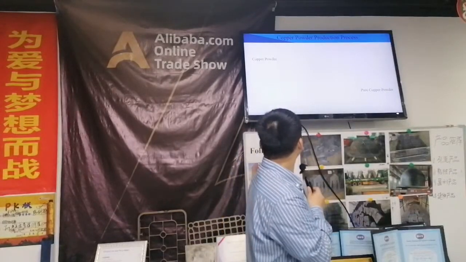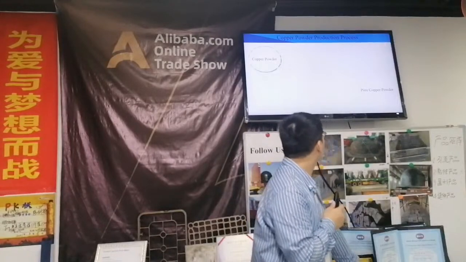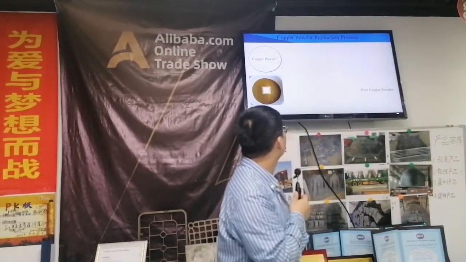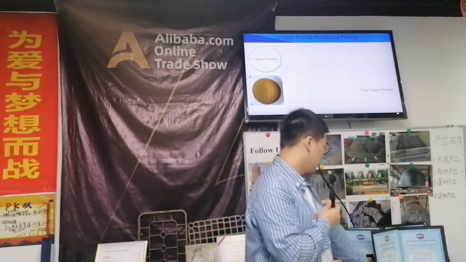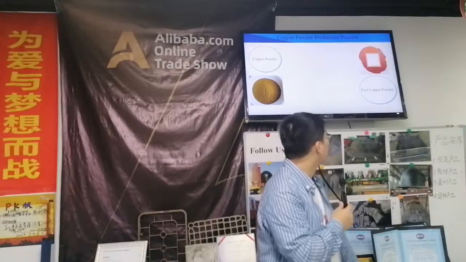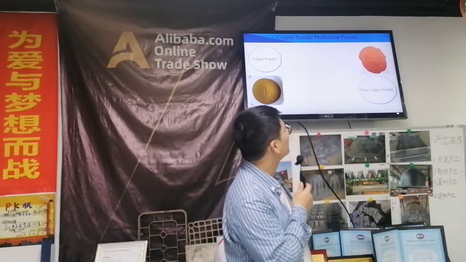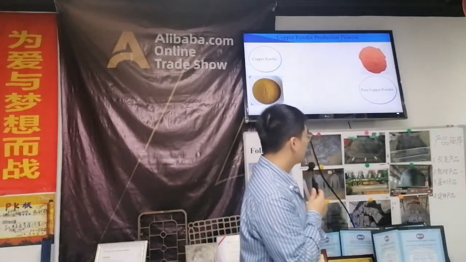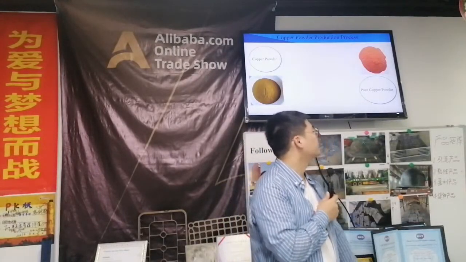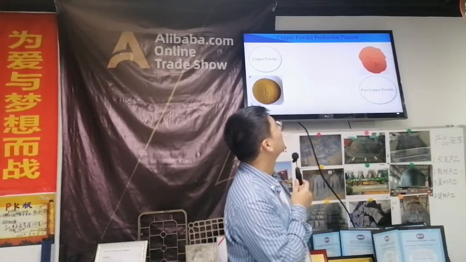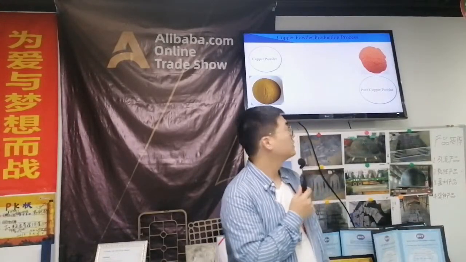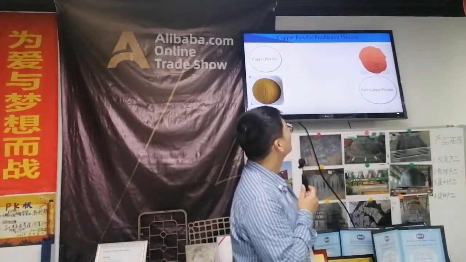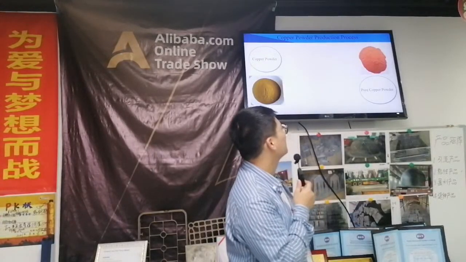First is the copper powder. The copper powder you look at on the screen is usually yellow. And the pure powder, as you see, is more like orange or red. So we can make an assumption that if the copper powder is more pure, the color will be darker red.